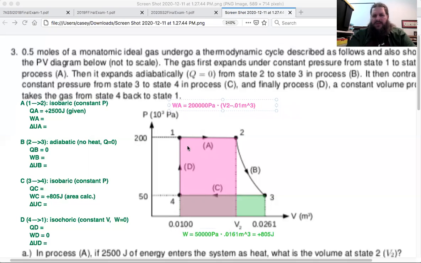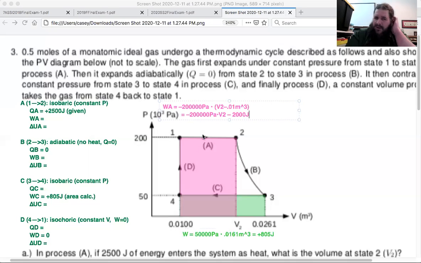Also, should we treat this as a positive or negative value? Yeah, this should be negative. In general, work is going to be negative P times delta V. And we should expect a negative value here because the volume's increasing. So that'll be negative 200,000 pascals times V2 minus 200,000 times 0.01, which will just be 2,000.